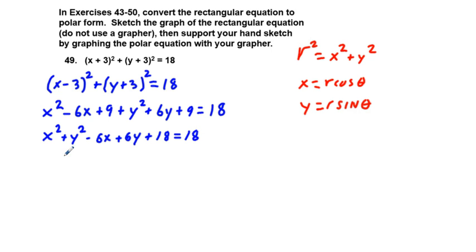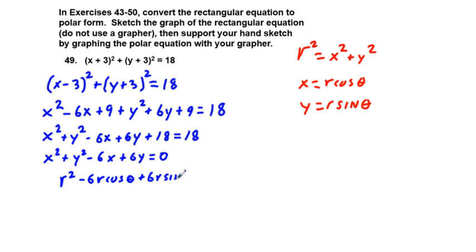And subtracting 18 from both sides of this equation, we have x squared plus y squared minus 6x plus 6y is equal to 0. And now we can replace this x squared plus y squared with r squared, replace this negative 6x by negative 6 r cosine theta, and replace this 6y by plus 6 r sine theta, and that's going to be equal to 0.